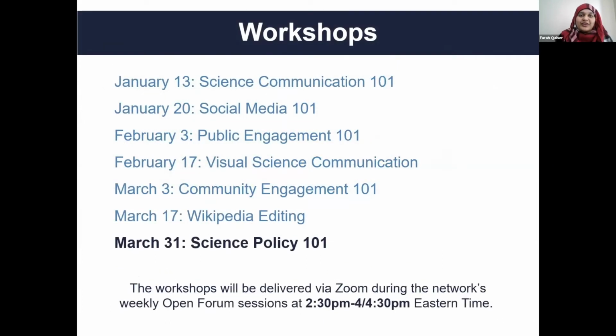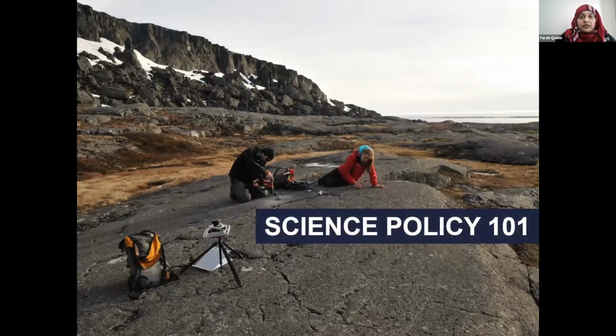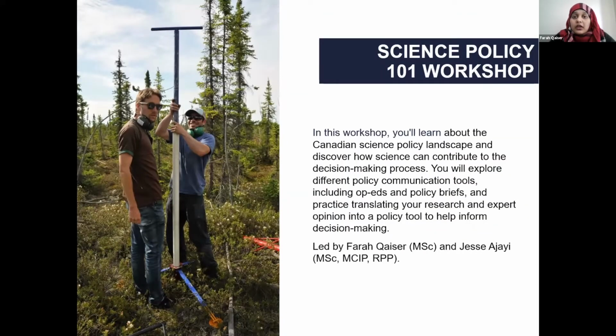So we've been through 7 workshops. We started off with Science Communication 101, then we explored social media as a form to communicate science before thinking more broadly about public engagement. We then took a turn into visual science communication with Julia Krolick, and then Community Engagement 101 with 3 different speakers. 2 weeks ago, we talked about Wikipedia editing, and today we're here at our last workshop called Science Policy 101. In this workshop, you're going to hear from 2 speakers. There's me, and then there's also Jessie Ejai.